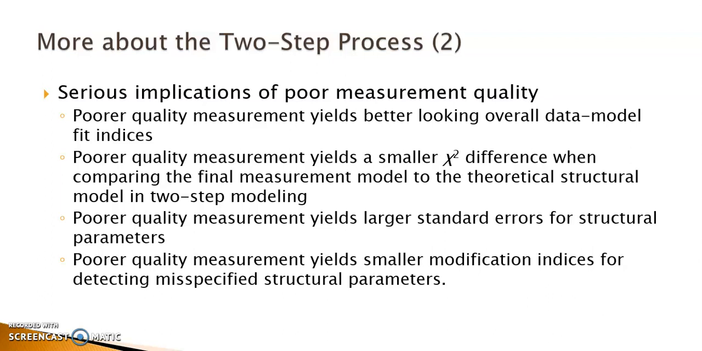Similarly, when you compare the final measurement model to the structural model, you may end up with a smaller chi-square difference as well. Also, the estimated structural parameters may have larger standard errors when the quality of measurement is poor. The takeaway here is that the measurement model acts as a conduit for structural misspecification to pass into the observed data. In order for you to evaluate the merit of the structural relationships, you need to first make sure of the quality of measurement during the data collection stage.